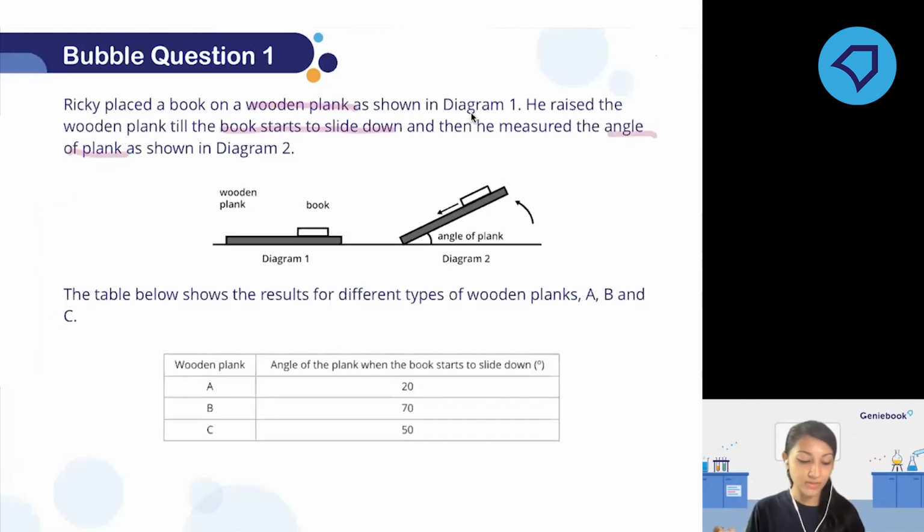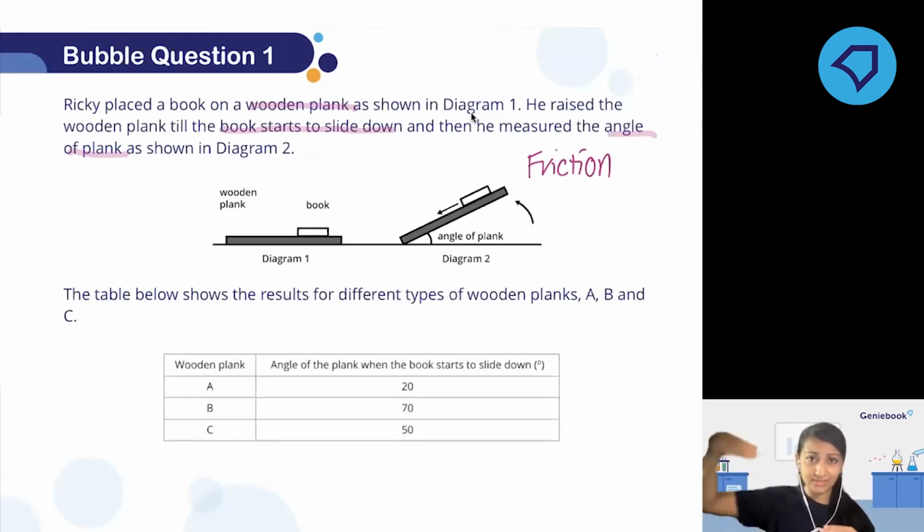First things first, what do you think this question is testing on? Frictional force, right? Because we're talking about a book placed on a plank and sliding down, so there is a force opposing the movement of the book. That force is called the frictional force. And also another type of force, like what Nathaniel and Justina mentioned, gravitational force, because the reason why the book can slide down is that it's going along the gravitational pull.